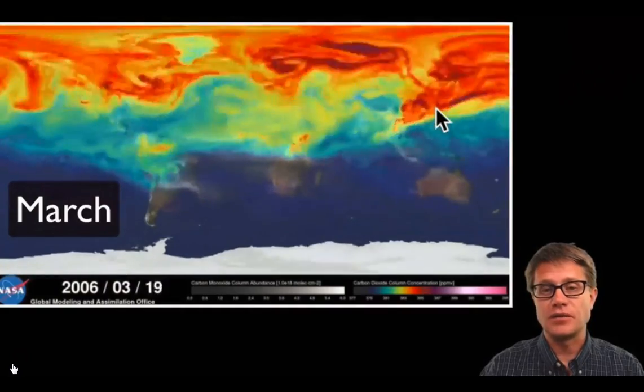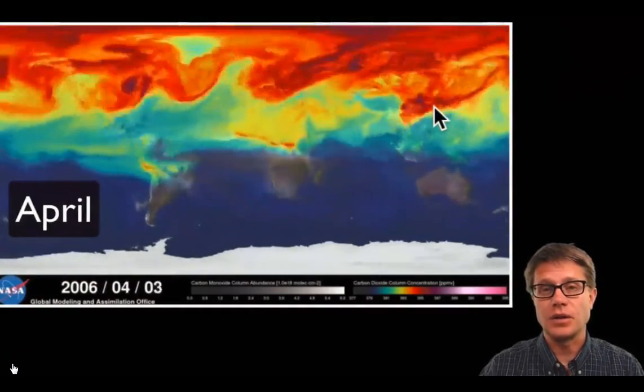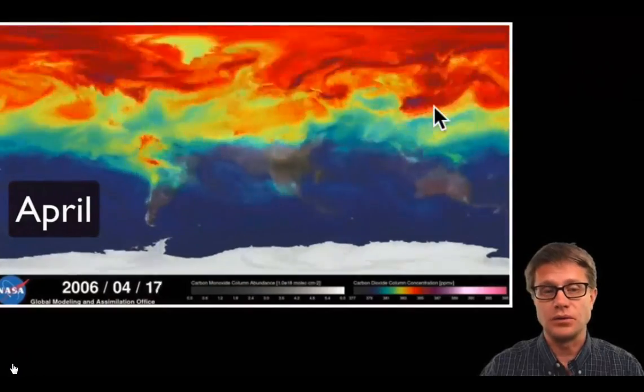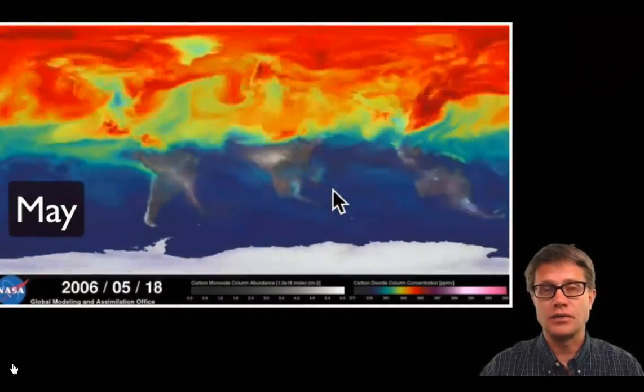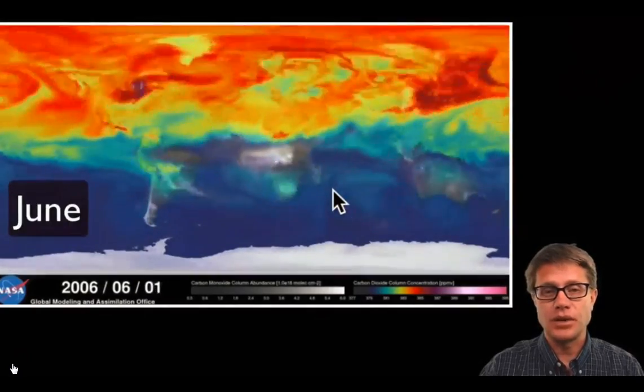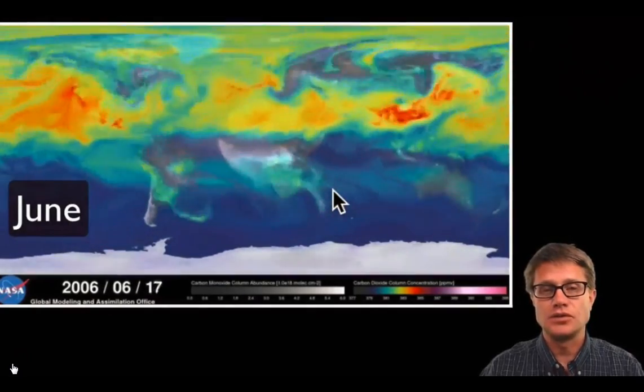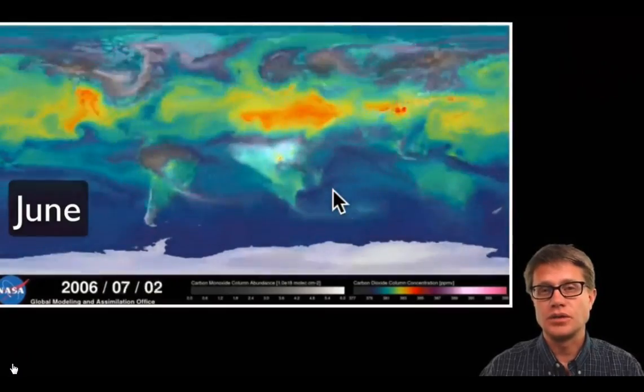Not so much in the southern hemisphere. You can see the winds moving it around. But watch what happens. We're in May right now. Watch what happens as we move into June, and then as we move into July. The carbon dioxide levels are dropping off. And we still have industry. It's just that it's summer.